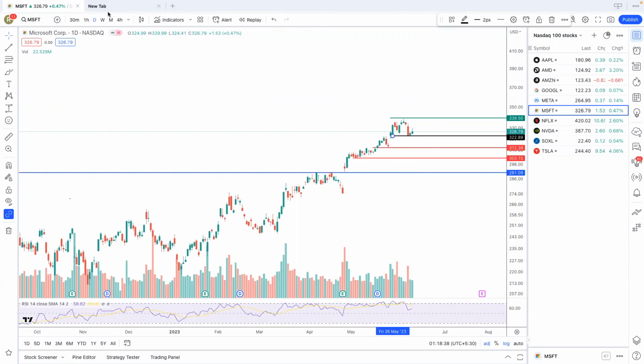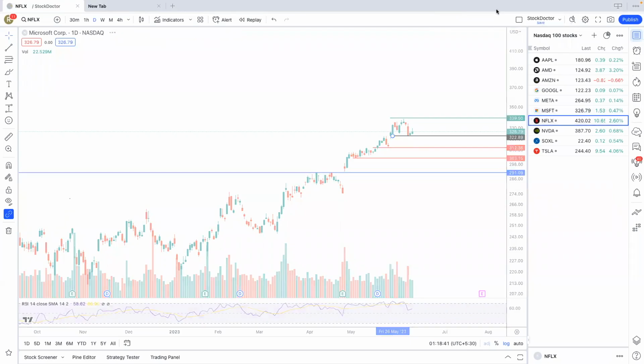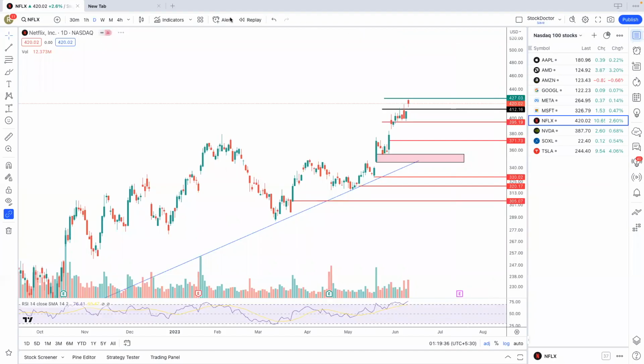Now we will talk about Netflix. For Netflix, we mentioned that this is the important support area between 350 to 345 when we did our analysis last week. After that, it hit the targets of 371 and 395, and now they become support. So right now for Netflix, 412 is a support, and if it starts trading above that, then 427 will be a target, which was already achieved.